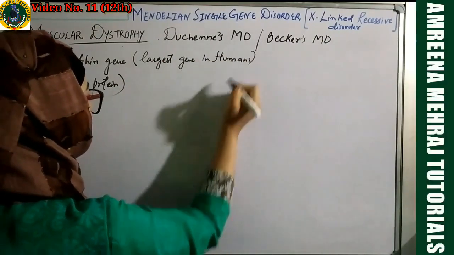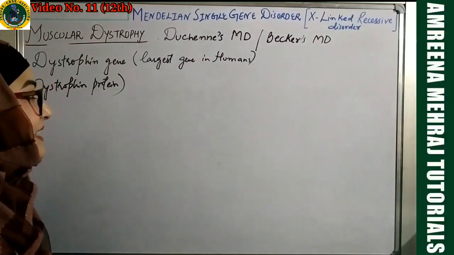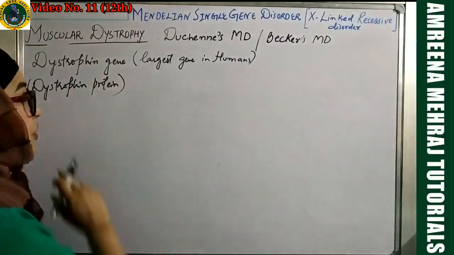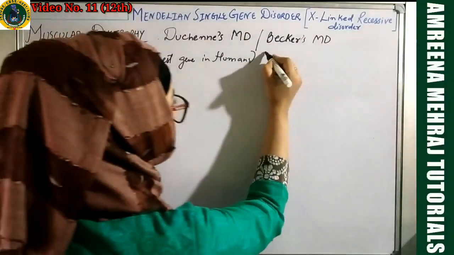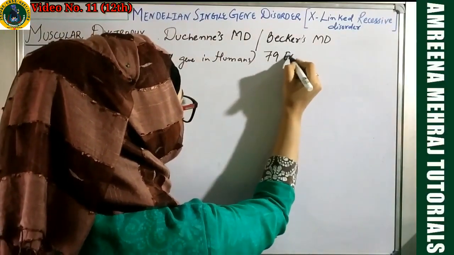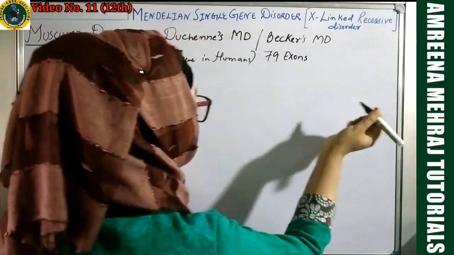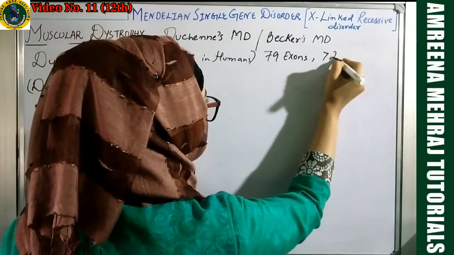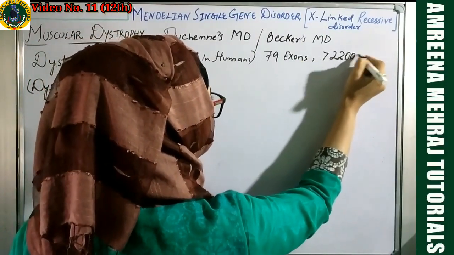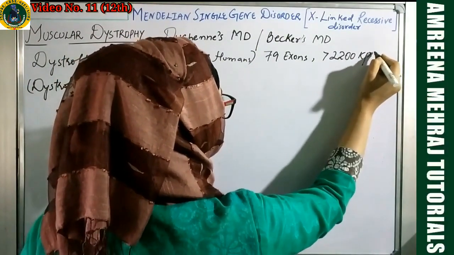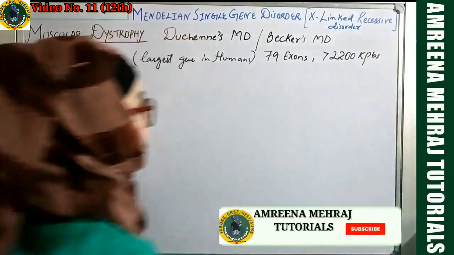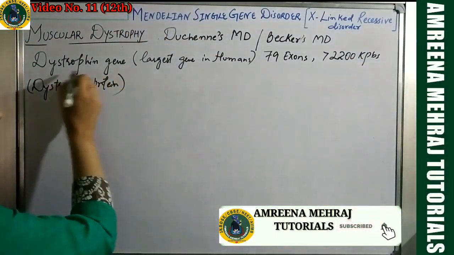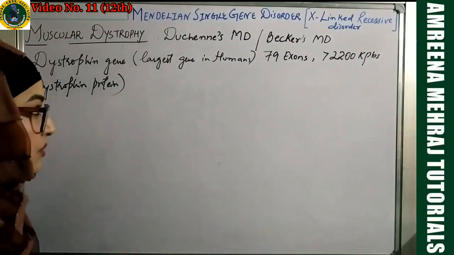I have a question for you people. Tell me which is the smallest gene present in humans. The largest gene in humans is the dystrophin gene. It has around 79 exons, the coding parts of the gene, and the size is more than 2,200 kilobase pairs. This is the largest known gene present in the human cell.